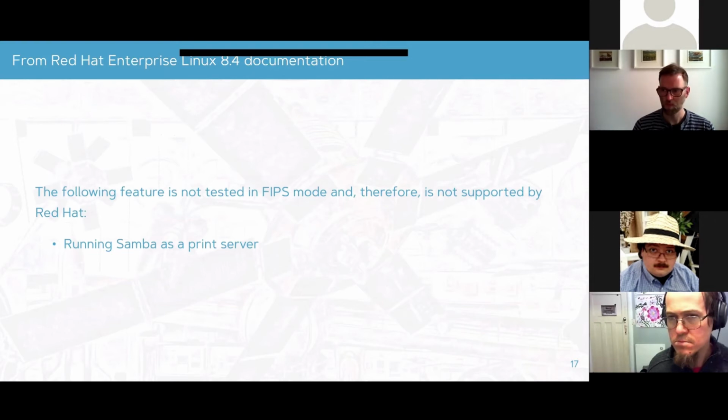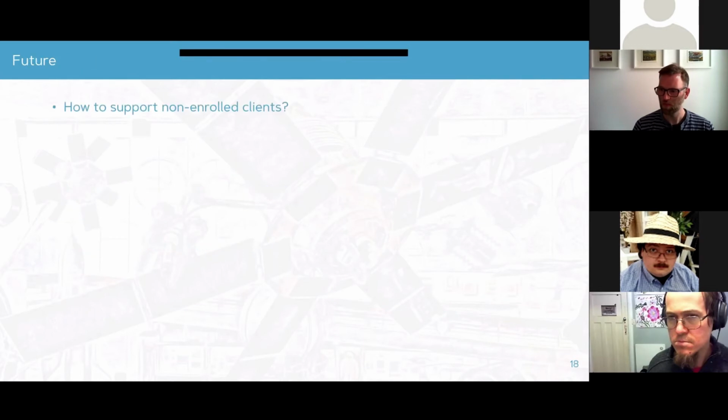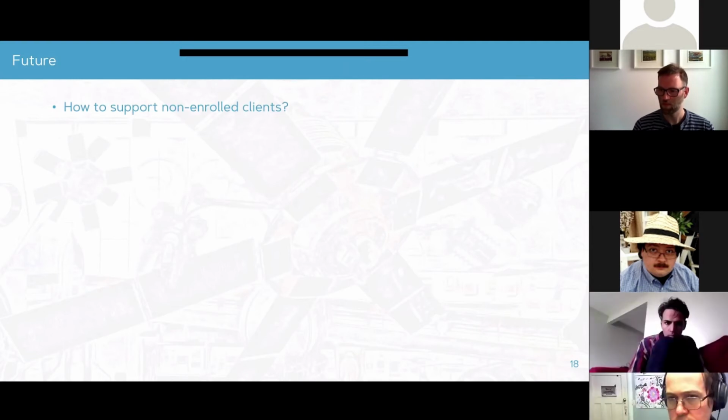So the question is really how to complement and replace NTLM scenarios so that you can support non-enrolled clients, you can support standalone servers and so on. And the answer is not really clear. It's a matter of discussing and maybe improving specifications and so on. So one thing is that we obviously need a better authentication method as a replacement for NTLM.